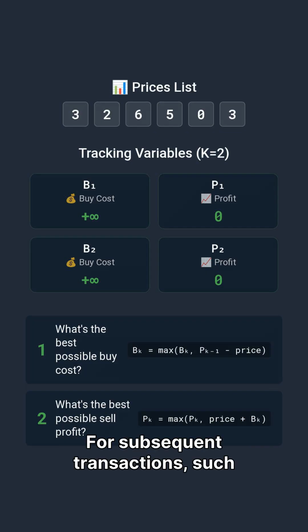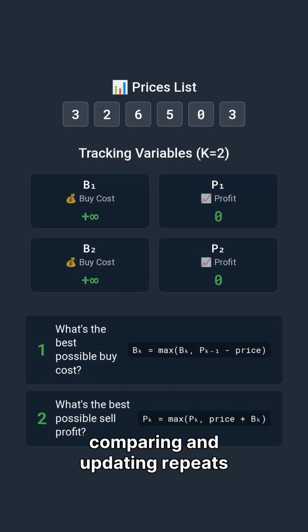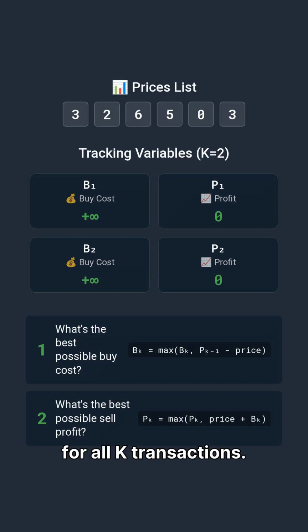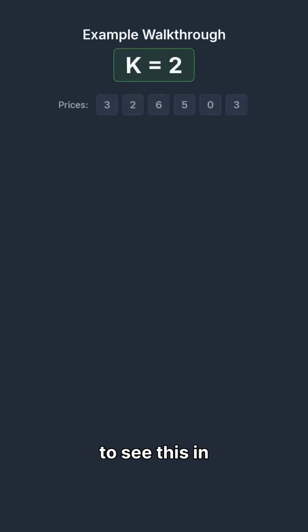For subsequent transactions, such as B2 and P2, the cost for B2 is calculated using the previous profit P1, because the money from the first transaction's profit is now available for the second buy. This precise pattern of comparing and updating repeats for all K transactions. Let's trace our example with K equals 2 to see this in action.